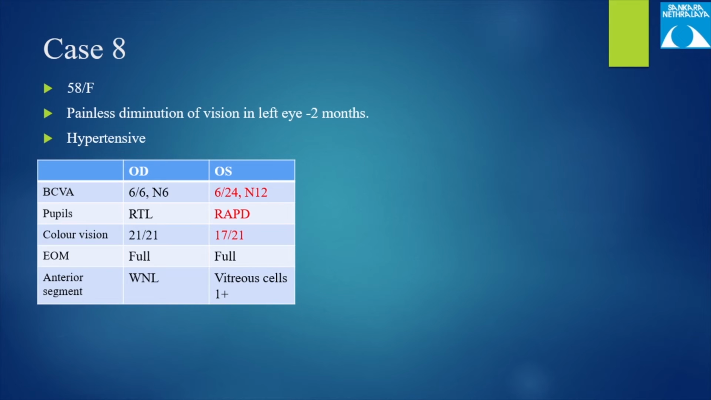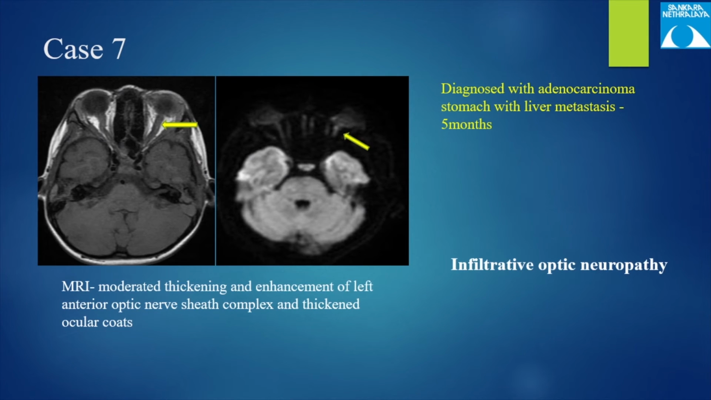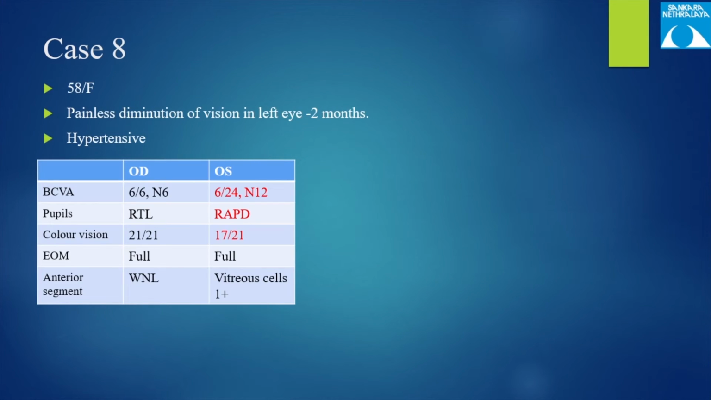Then moving on to the next case, a 58-year-old female. She had painless defective vision in the left eye. Ma'am, just one thing. In the previous case, was the diminution of vision gradual or sudden? Sudden. Ma'am, infiltrative cases normally present suddenly only. Again, the mechanism varies.